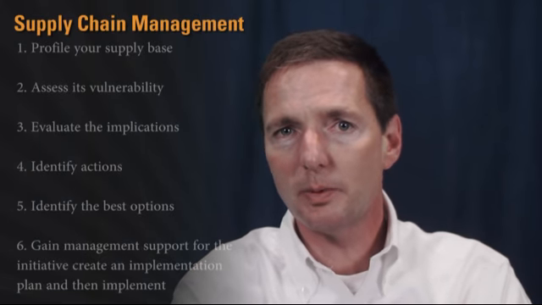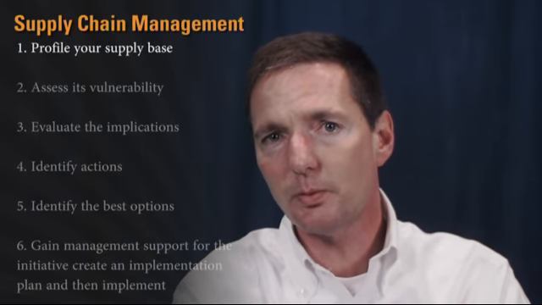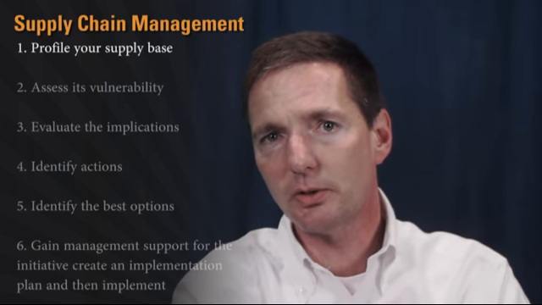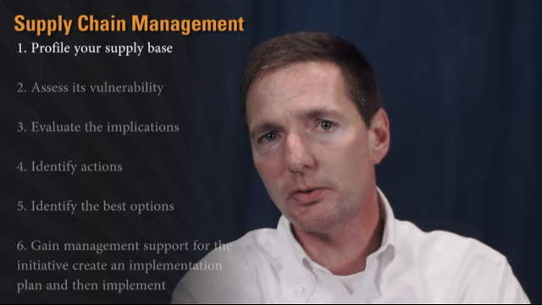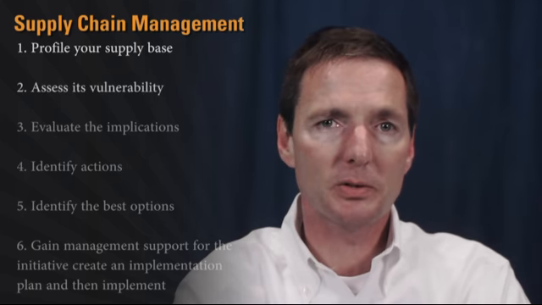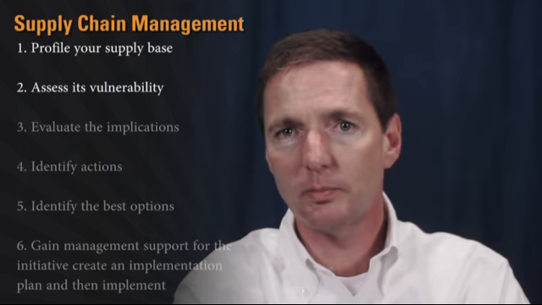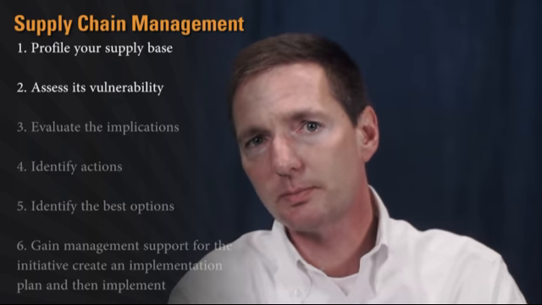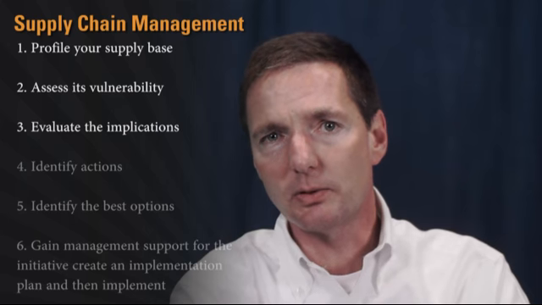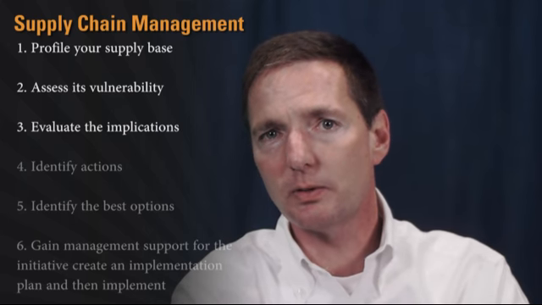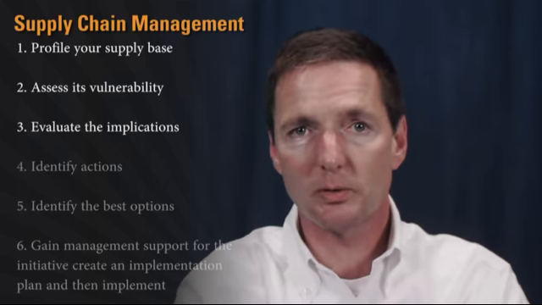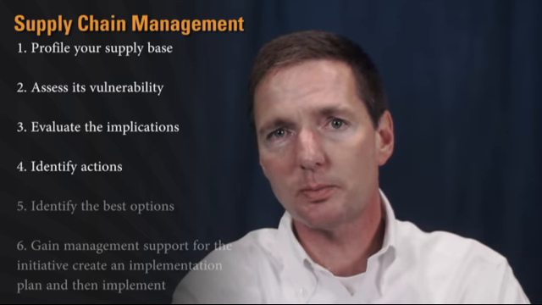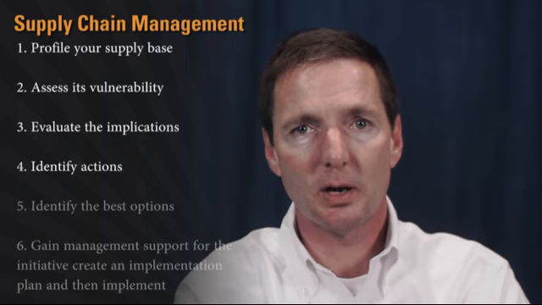Supply chain management for a manufacturer. You'd first profile your supply base, look at your raw materials, your parts, the logistics, energy sources, technology. You'd assess the vulnerability, the external, the environmental, and the internal vulnerability and threats. You'd evaluate the implications, kind of a baseline of frequency and severity, which would take us back to our risk map again. You'd identify the actions, perhaps the risk mitigation options and costs.